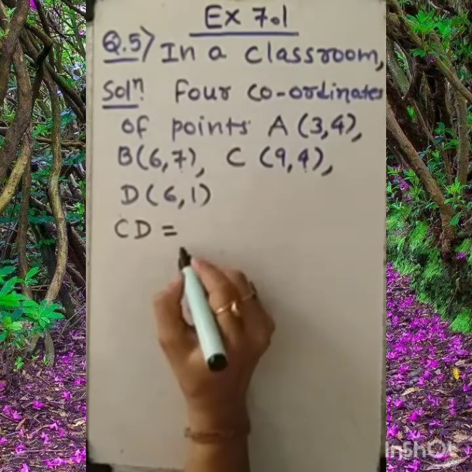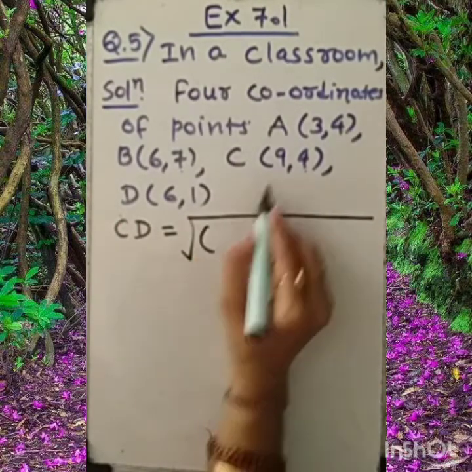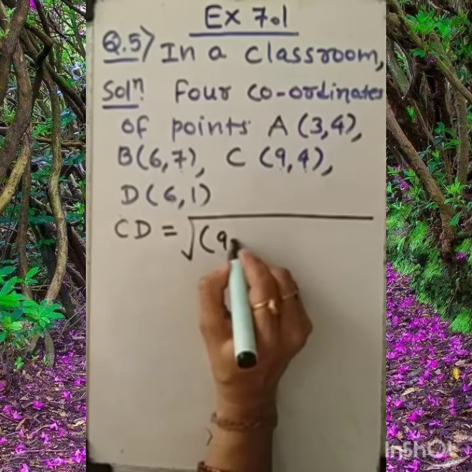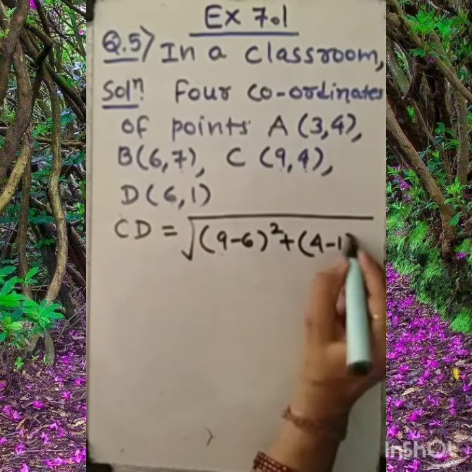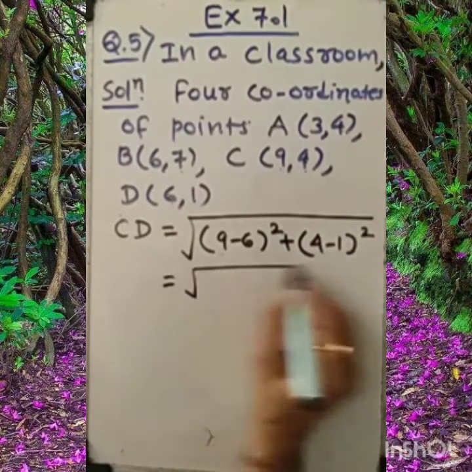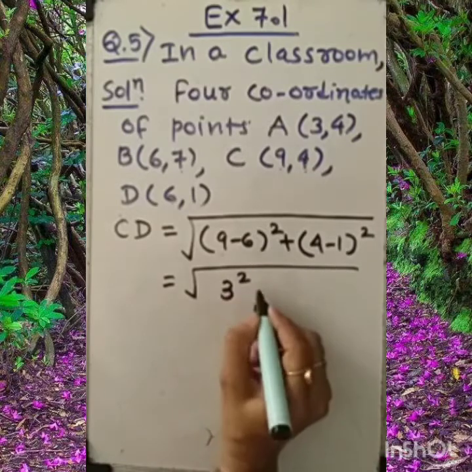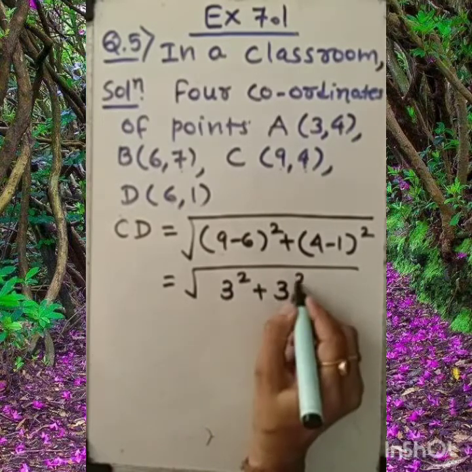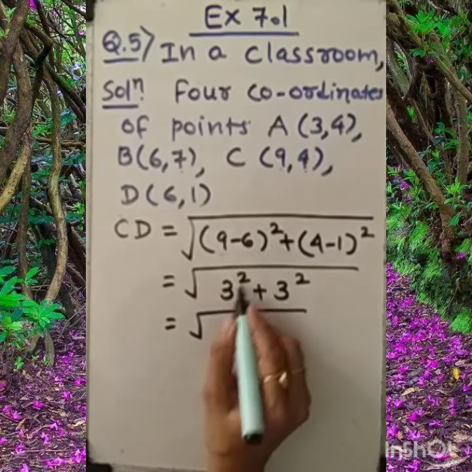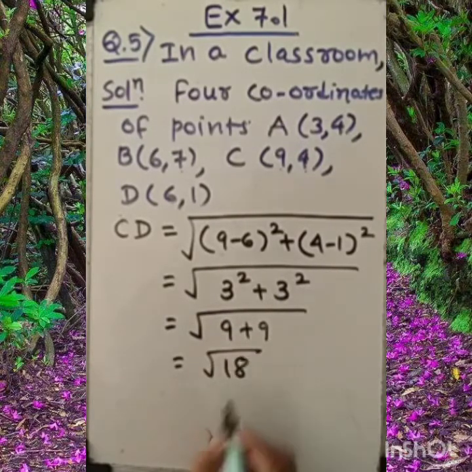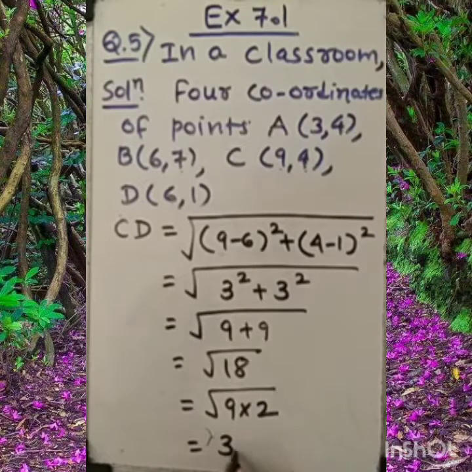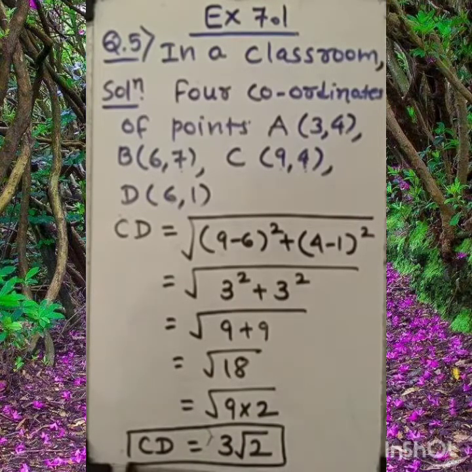Now we are working upon CD, the same distance formula: 9 minus 6 whole square plus 4 minus 1 whole square. So dear student, under root of 9 minus 6 is 3 square, 4 minus 1 is also 3 square. You know very well 3 square is 9, 9 plus 9 is under root 18, and again it is 9 times 2, 18. So it is 3 root 2. CD is also coming same. So all three sides are equal.